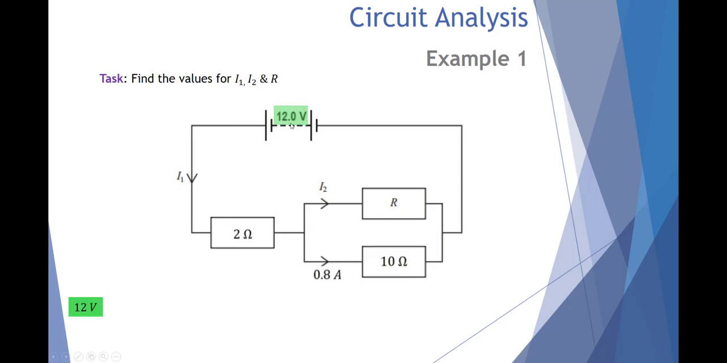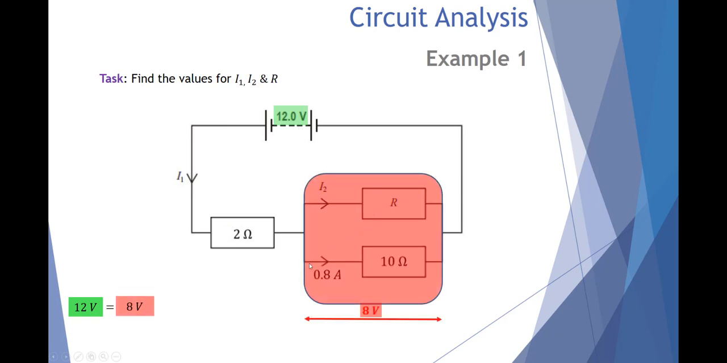So 12 volts from the battery, the supply, is equal to, well, we know we've got 8 volts across this branch, and we learnt just a minute ago that any two parallel branches have the same potential difference or voltage across them. So there's 8 volts from this point to this point. We started with 12, we've used up 8 in this parallel component, and we have some left over for the voltage across the 2 ohm resistor.